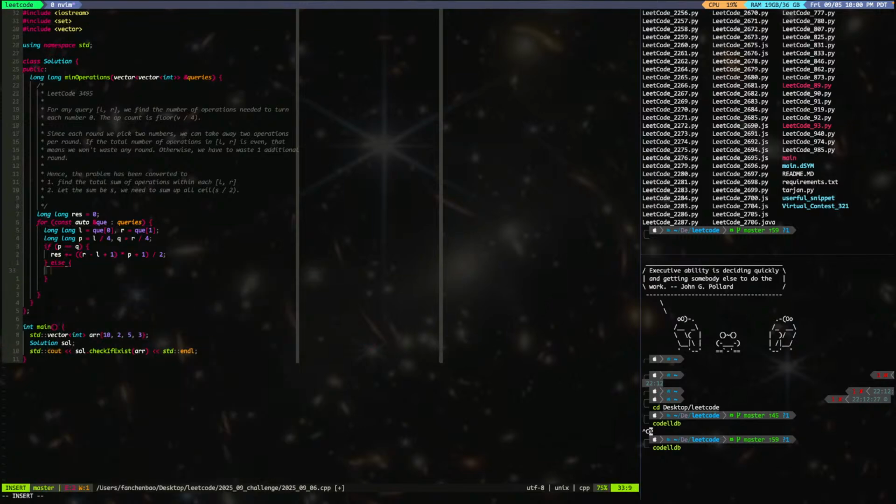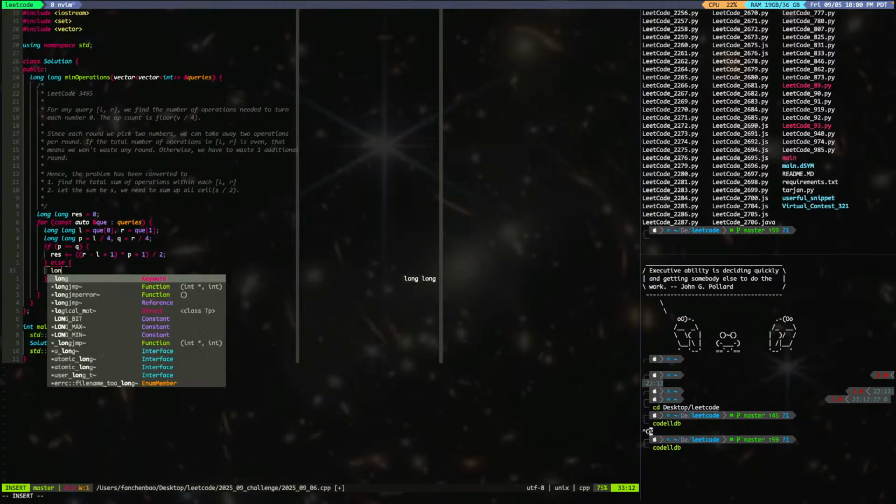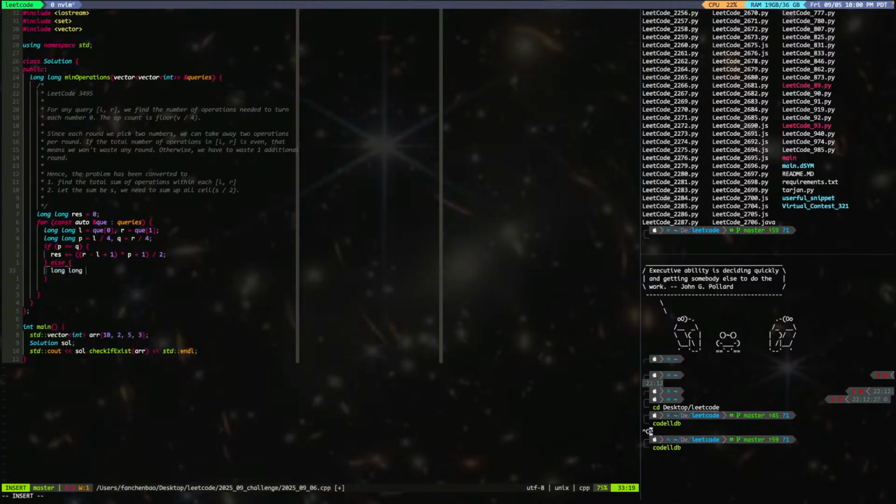If p and q are not the same, then we need to find the sum in the middle, the sum in between.